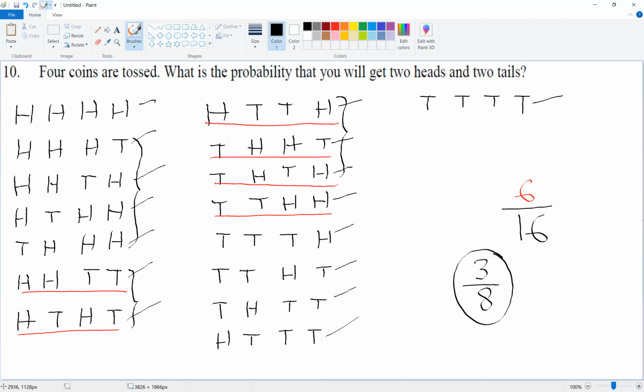Anybody does not understand? Surya, do you understand that you missed some of the options? Yeah, I only counted them. But you have to write them down.